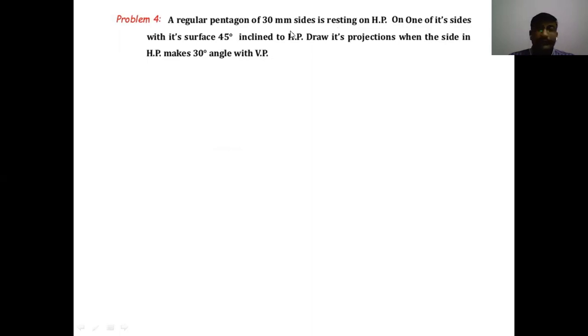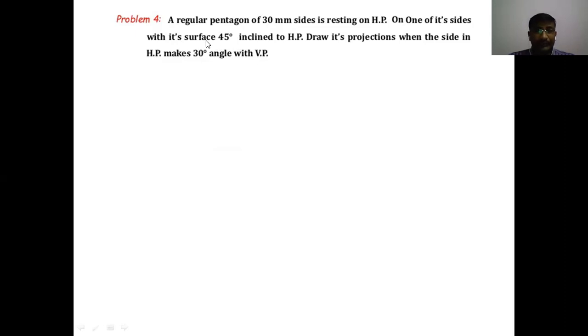The surface is inclined to HP and the edge or side is inclined to VP. Clear, students? These two inclinations are given. You have to give the first preference to the surface inclination and then the edge inclination. Before these two, you have to draw the initial position. How to draw the initial position? The surface inclined to HP is given, so in the initial position, the surface is assumed to be parallel to the HP.